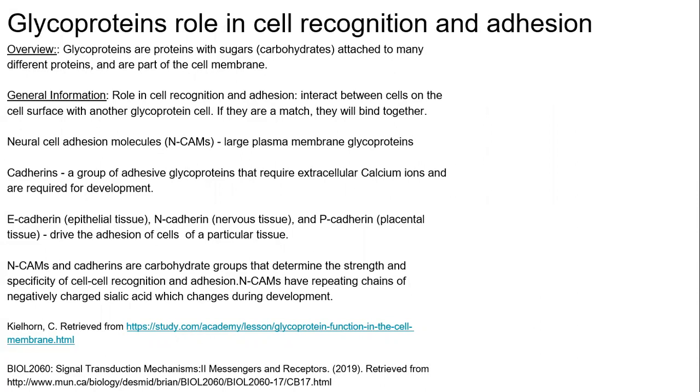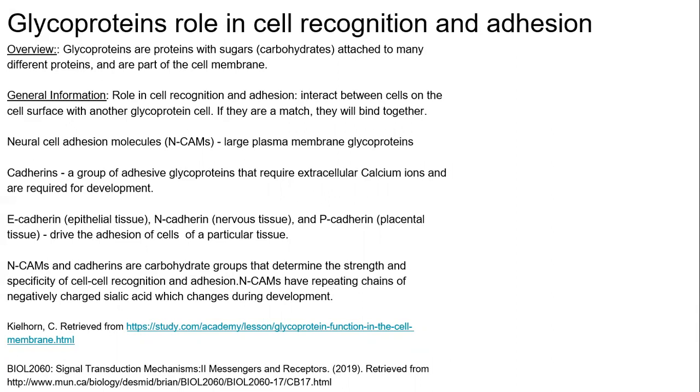E-cadherin is in epithelial tissue and N-cadherin is in nervous tissue. P-cadherin is in our placental tissue. They act to drive the adhesion of cells of a particular tissue type. So NCAMs are known as neural cell adhesion molecules, and they are large plasma membrane glycoproteins. In both NCAMs and cadherins, it is the carbohydrate groups that determine the strength and specificity of cell-to-cell recognition and adhesion.